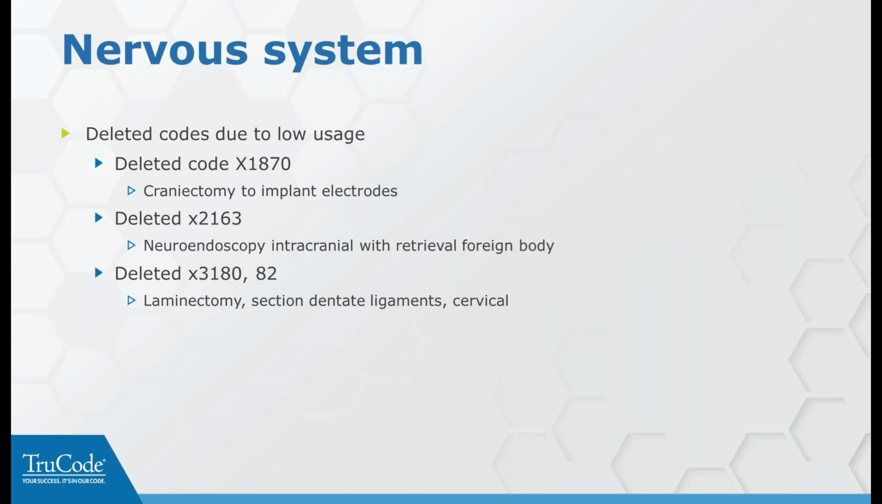And then the last section of surgery really is going to be your nervous section. Again, not a whole lot here. You see 3 deleted codes: craniectomy to implant electrodes, neuroendoscopy intracranial with retrieval of foreign body, and also a laminectomy, cervical. There's actually 4 codes on this page that were deleted for this year. Again, all of those because they just weren't used very much, so they just got rid of them, and we can use them later if we need to.